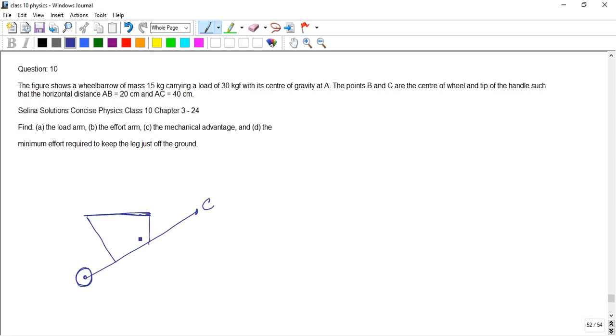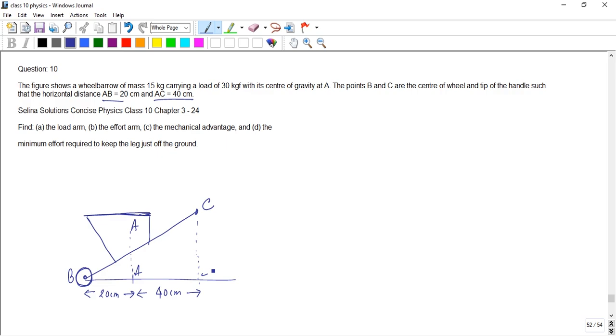Okay. That is point B. From that is A, and that length is 20 centimeter, and the rest of the length is 40 centimeter. Now AB is also given and AC is also given. That's A and C.